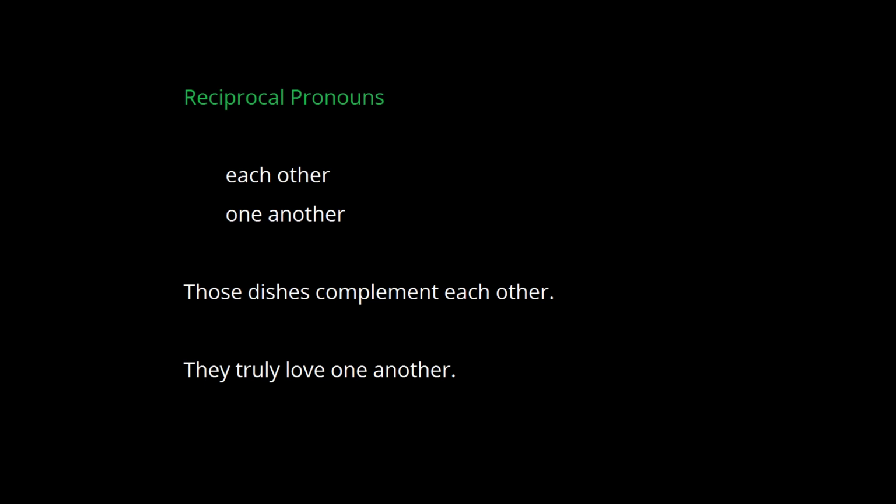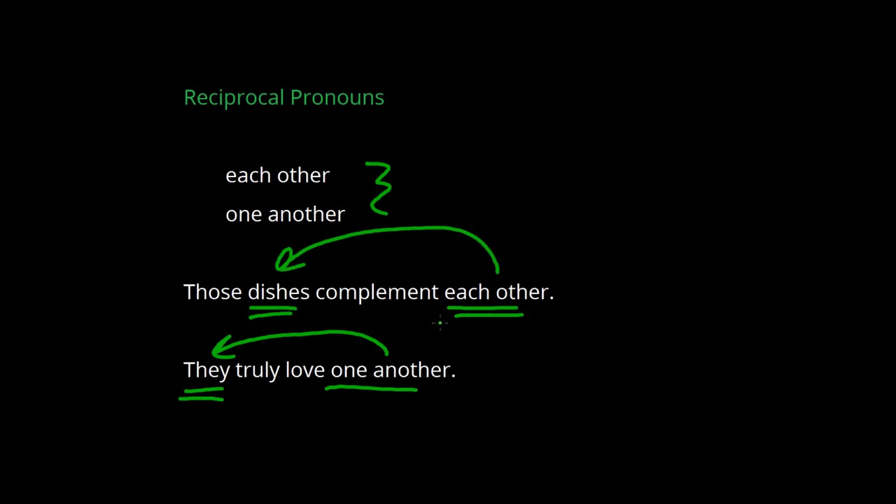And then we have reciprocal pronouns, our second category. As mentioned, there are just two of these, and they mean pretty much the same thing. So what reciprocal pronouns do is they refer back to something typically earlier in the sentence. So in this case, we have those dishes, and in the second instance, we have they. And then one another refers back to they, and each other refers back to dishes. Okay. Now, this set of pronouns refers to actions that happen in kind. They are returned in kind.